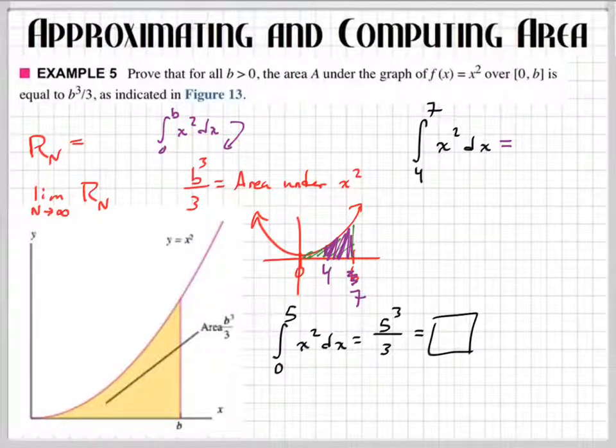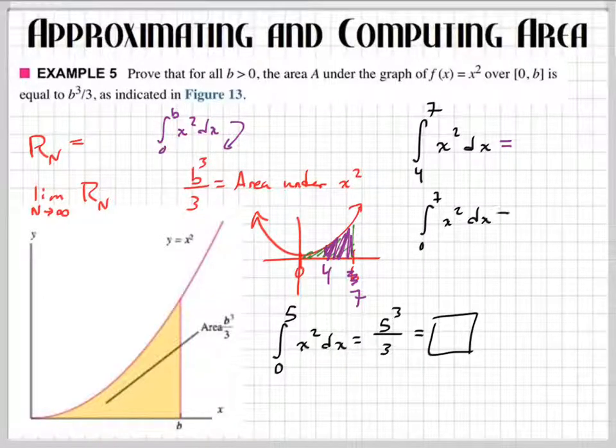Okay, so how can we split this up or manipulate this so that we can do this? Well, some of you might have thought right away that I can go from 0 to 7 of x squared dx. But that doesn't give us the right area. That gives us too much.